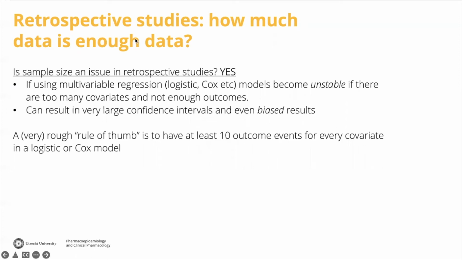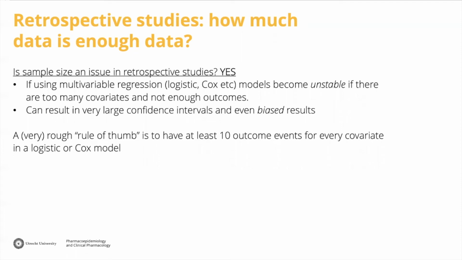So if we're using a multivariable regression model, like a Cox model or a logistic model, which I'll explain more in detail later on, these models tend to become unstable if there's too many covariates that we're including in the models and not enough outcomes. This can often result in really large confidence intervals and actually result in biased results.